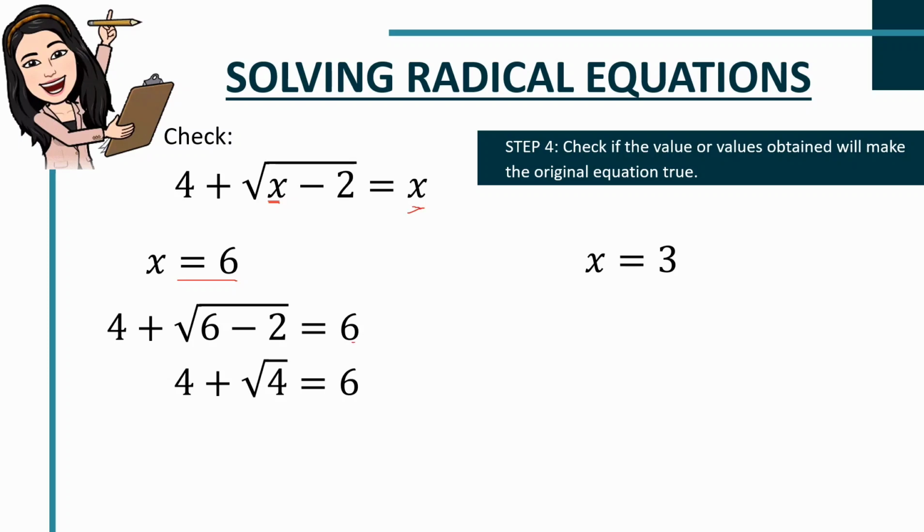Okay. Next, we will simplify. 6 minus 2 is 4. So we have 4 plus the square root of 4 is equal to 6. Kinopya lang si 4. Sinimplify si 6 minus 2, kaya naging 4 is equal to 6.